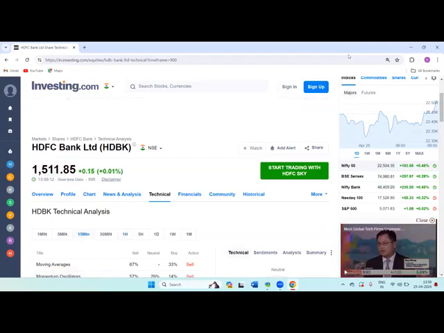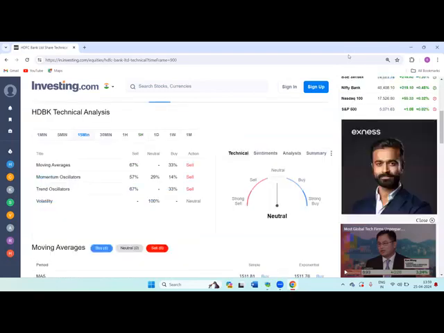I'm pressing T for table. Table with 5 rows and 5 columns. Row 2, column 1 title, moving averages. Column 2, 67%, sell. Neutral. Column 4, buy, 33%. Action column 5, sell. Row 3 sell. Row 4 sell. Row 5 neutral. So all the indicators are telling it is on the sell side. It is not good for buy.